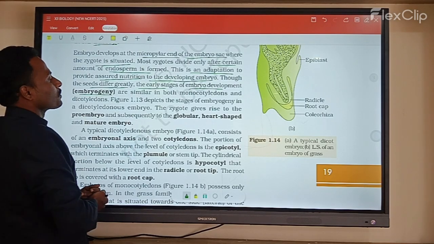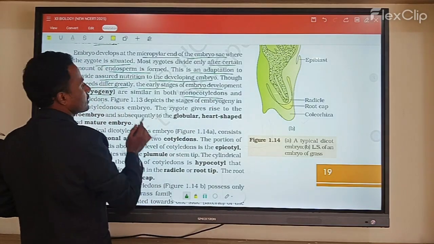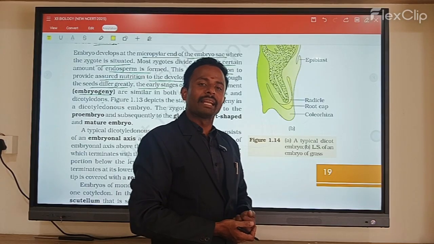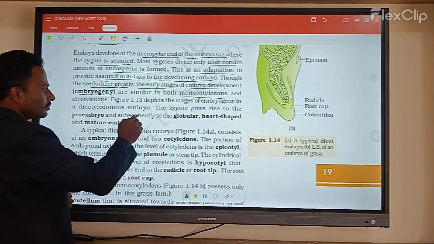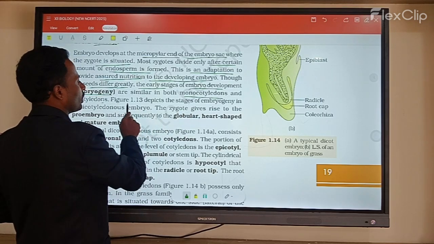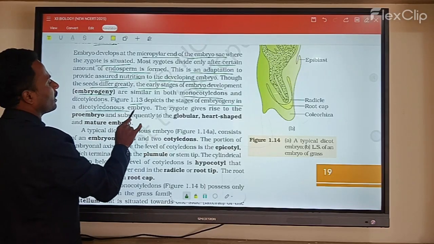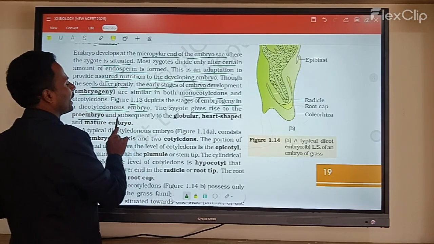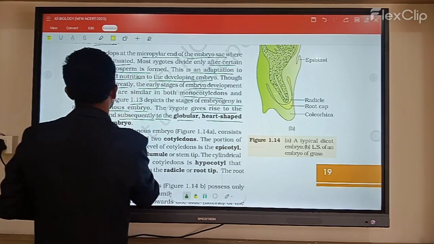Embryogeny. Next, it is similar in both monocotyledons and dicotyledons. When you observe, the monocot embryo is different from the dicotyledon embryo. They are different, as given in the figure 1.3 that depicts the stages of embryogeny in dicotyledon embryos. Here the zygote gives rise to the proembryo and then subsequently to the globular, heart-shaped and mature embryo.